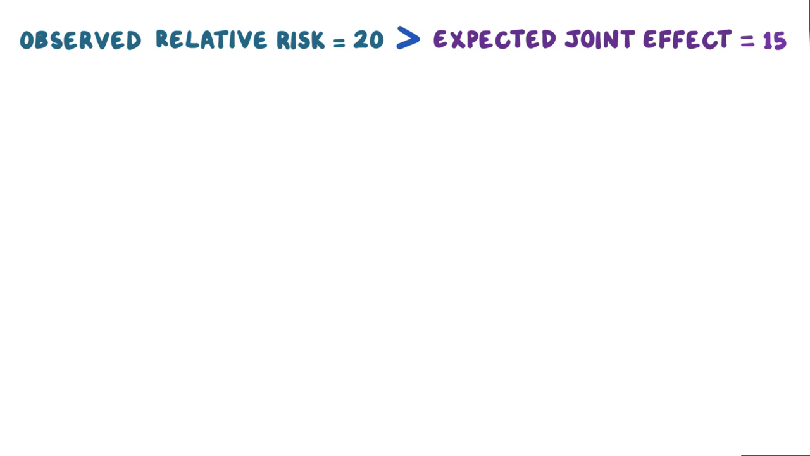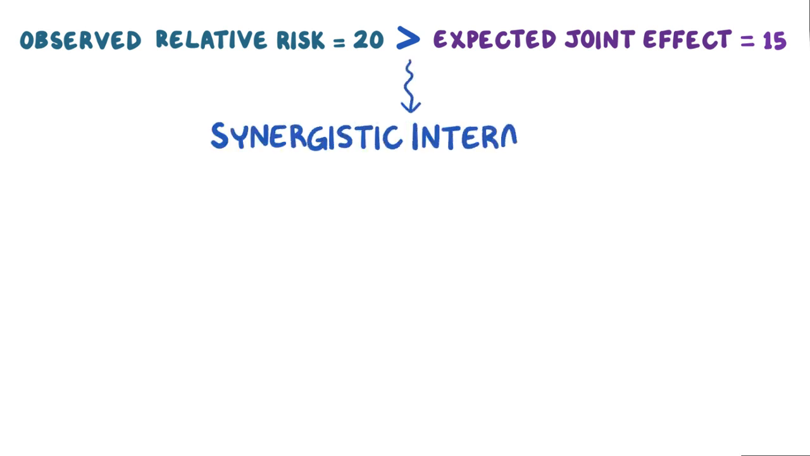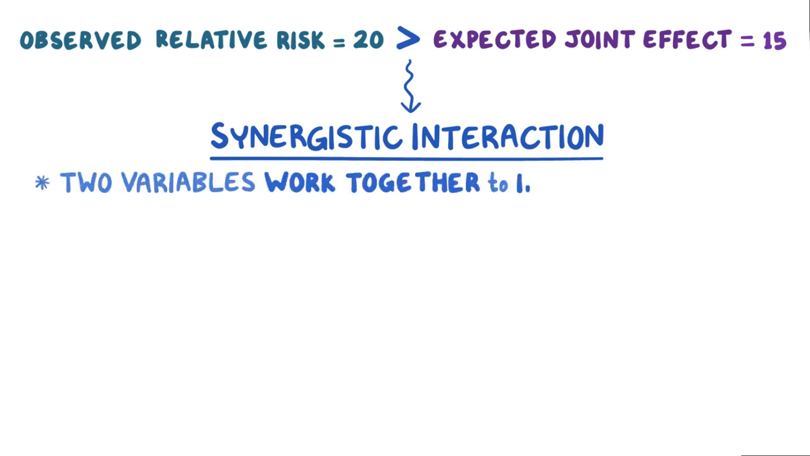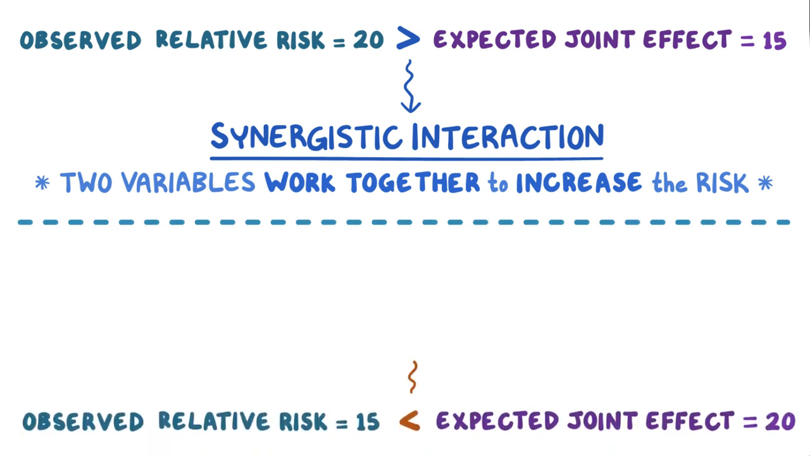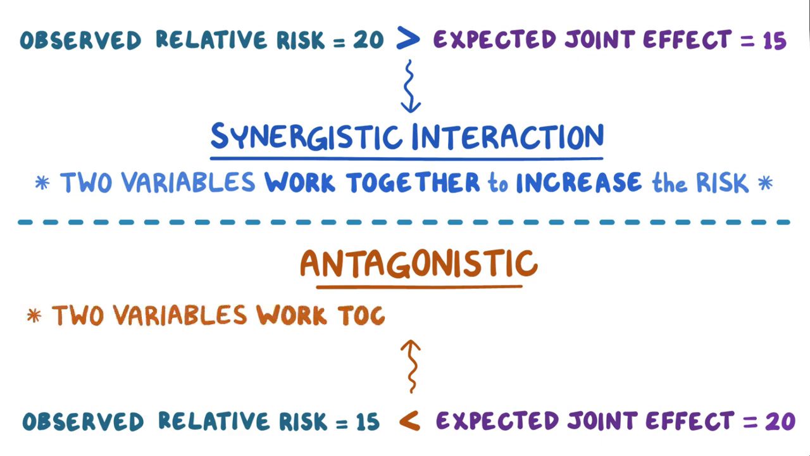Specifically, since the observed effect is higher than the expected effect, it's called synergistic interaction, and it implies that the two variables work together to increase the risk. On the other hand, if the observed effect is lower than the expected effect, it's called antagonistic, which implies that the two variables work together to decrease the risk. And if the observed effect is equal to the expected effect, then no interaction is present.